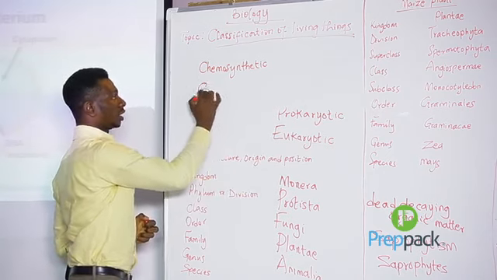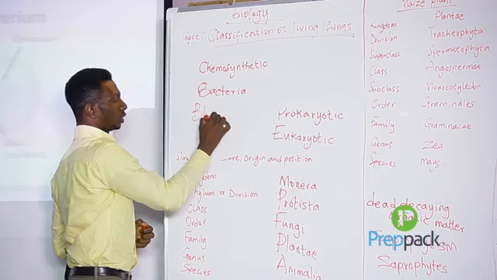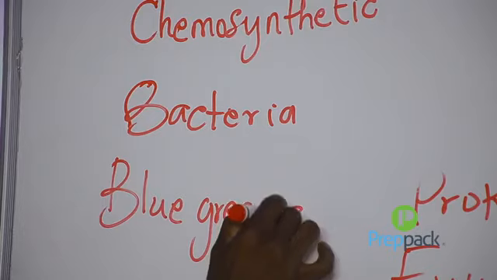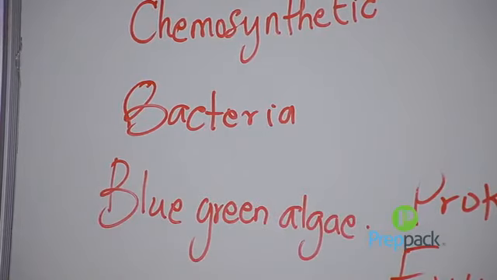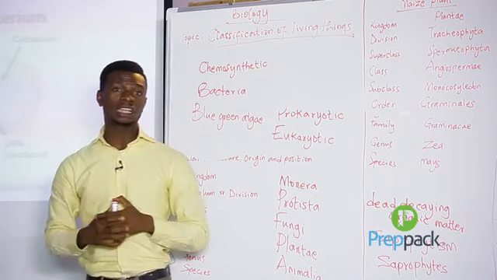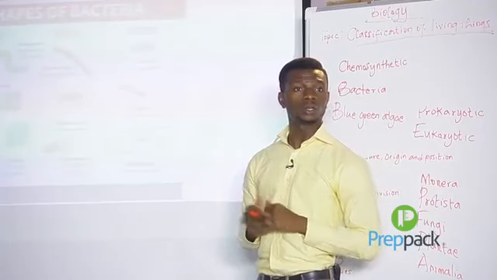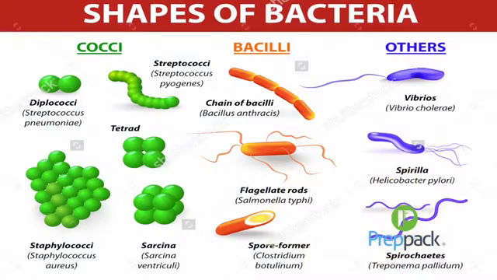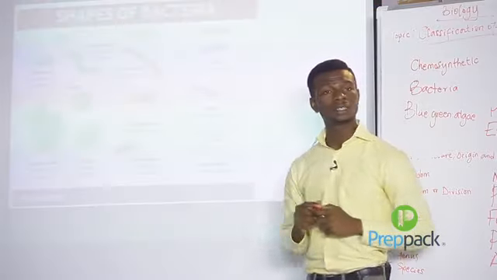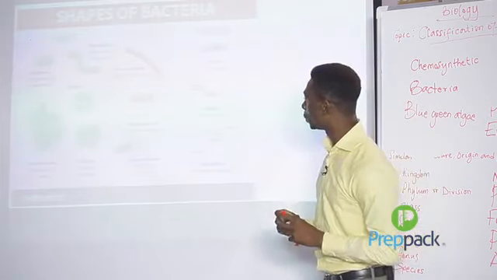So, in a nutshell, Monera comprises what? The bacteria and the blue-green algae. There are several types of bacteria, and they are different because of their shapes. Bacteria could be spherical. They are called coccus. Plural for coccus is cocci.